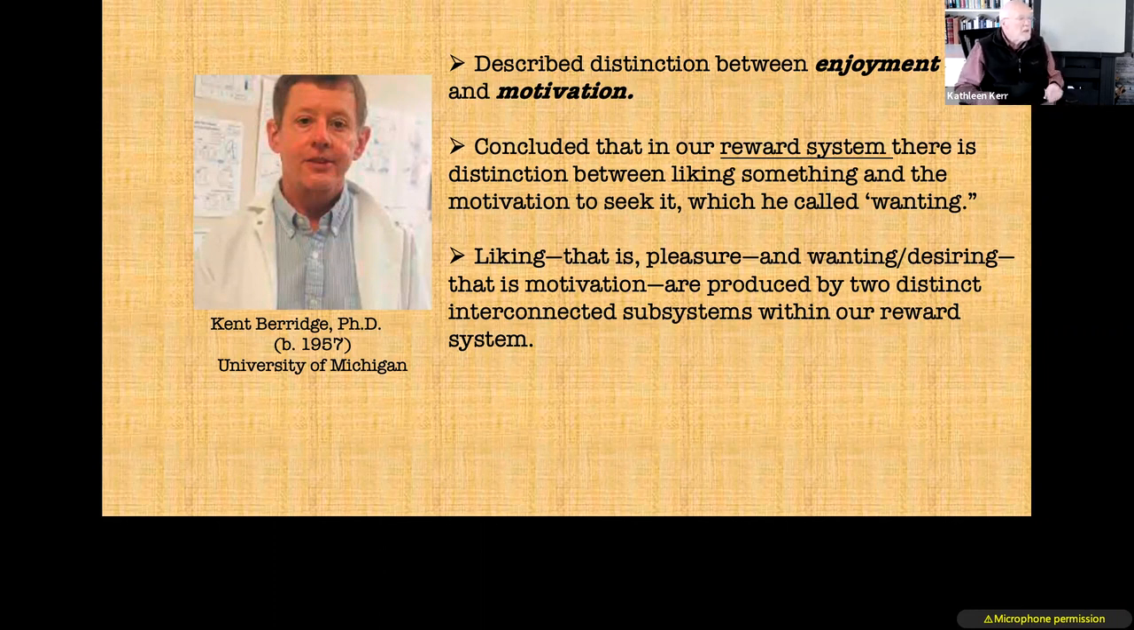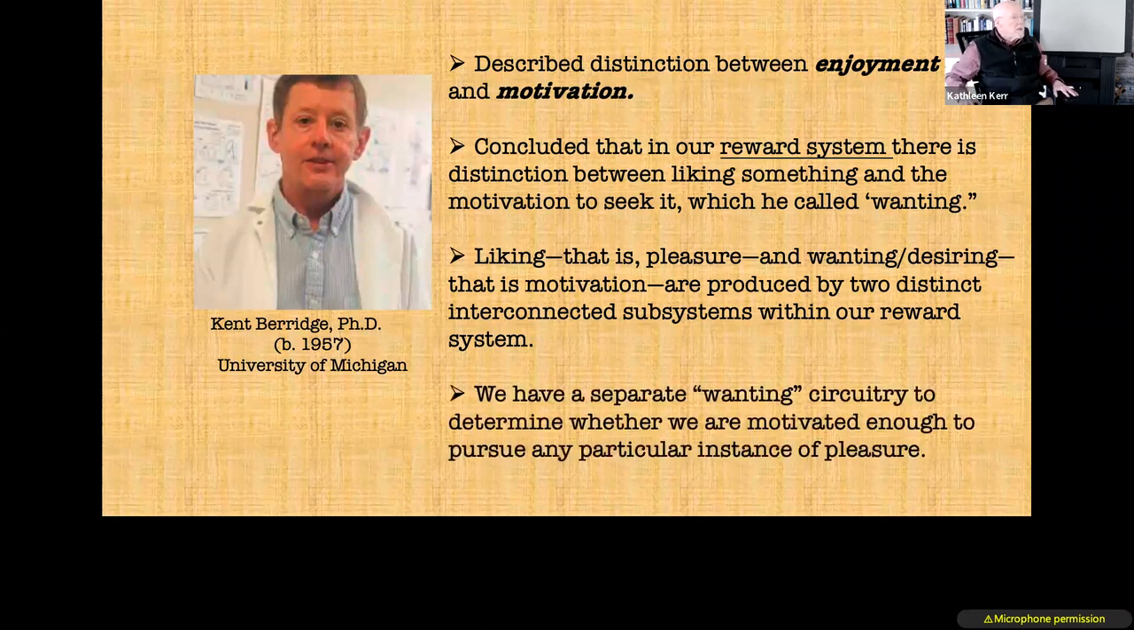I just never knew that before. I found it very interesting. Liking, that is pleasure, and wanting, desiring, are two different things. And you can prove this with drugs, where you can make animals desire something that's awful, and animals that want something but have no motivation to get it, even though it seems obvious how it could happen. So they're produced by two distinct interconnected subsystems within our reward system, deep in the brain. We have a separate wanting circuitry to determine whether we are motivated enough to pursue any particular instance of pleasure.